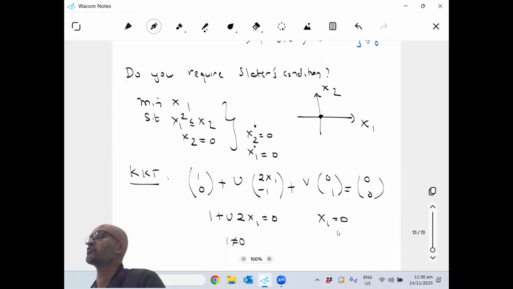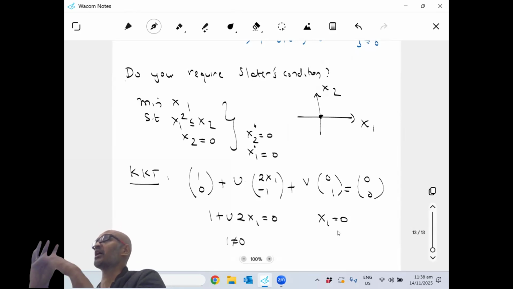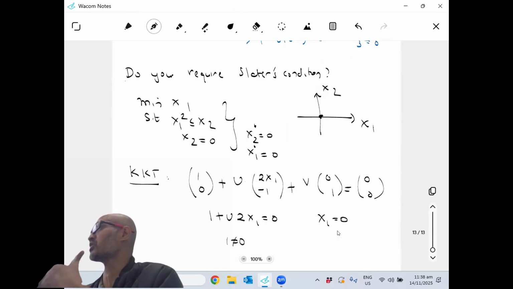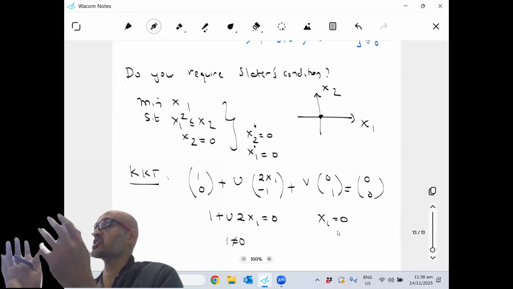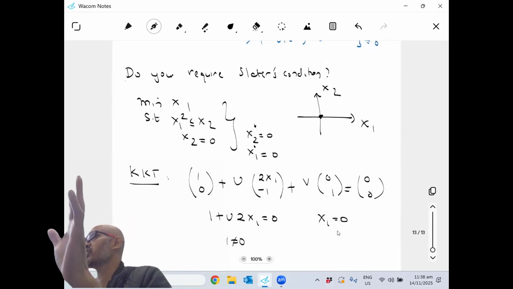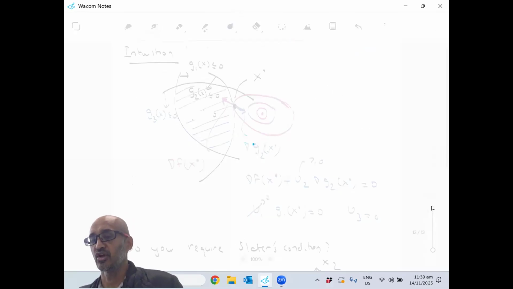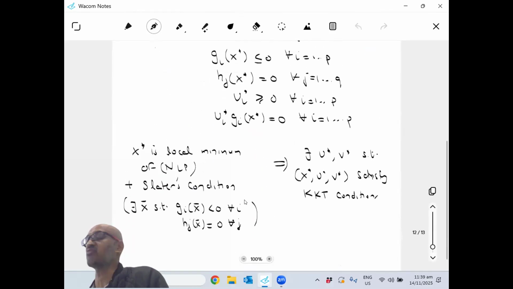Because KKT works only when there is some regularity in the feasible region. You require something called constraint qualification. Slater's condition is a type of constraint qualification. There are some other variants of this. But the point is you require some additional property, like strict feasibility or something like that, for this to work.